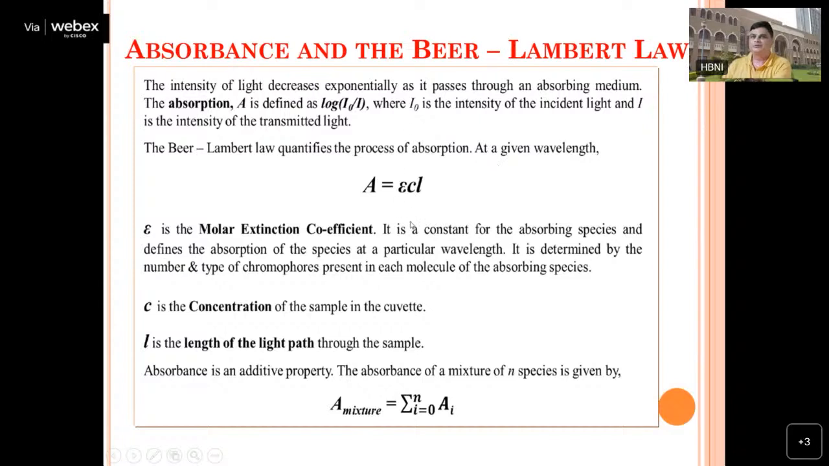medium you are using, because basically we are using cuvettes here. In the case of multiple analytes, absorbance has additive properties. So the absorbance of a mixture is just the sum from i equals 1 to n of the absorbance Ai of each absorbing species. So it is an additive property, a summation of all the analytes.